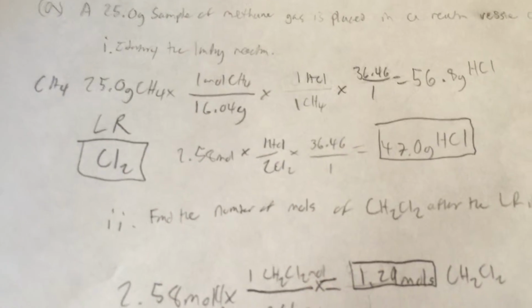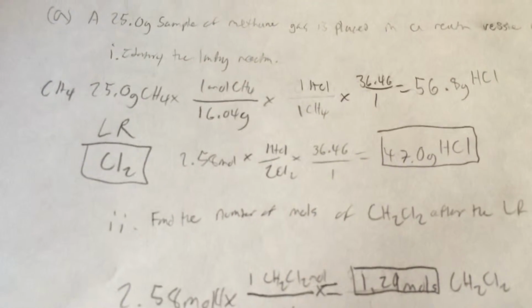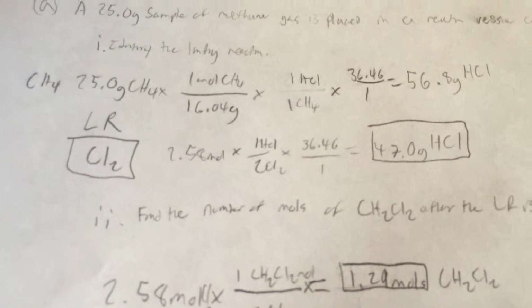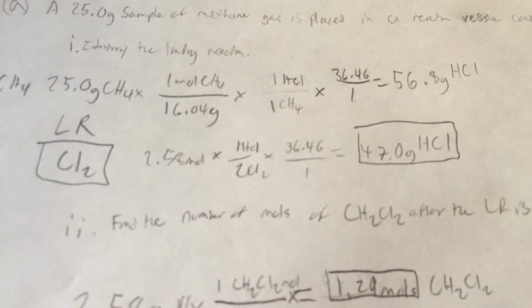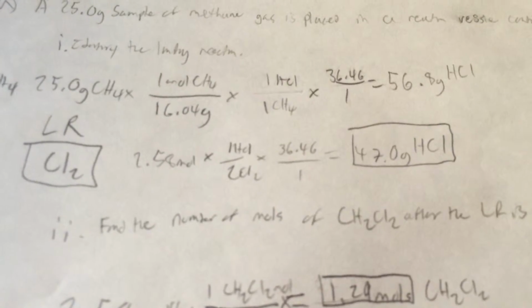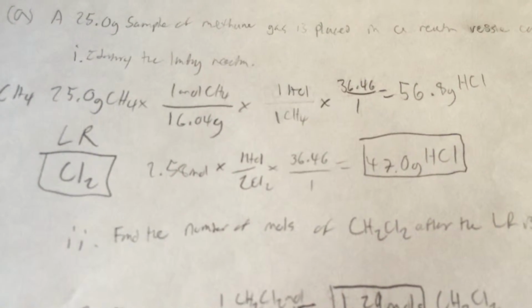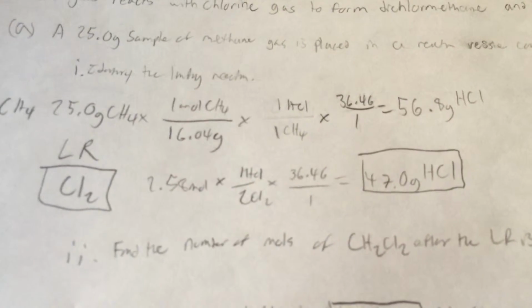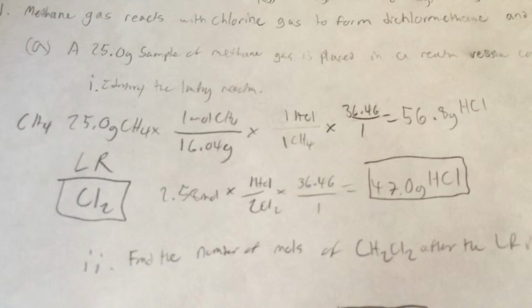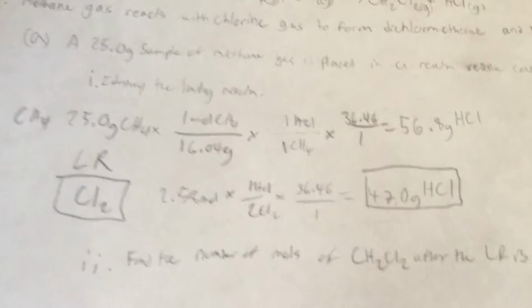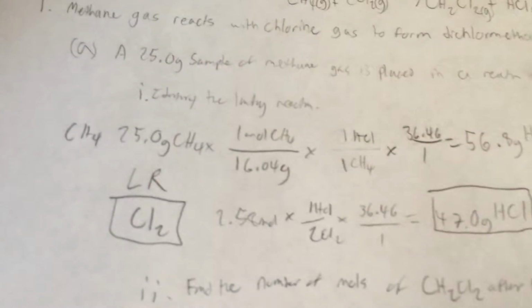So to do this, you start out with the givens, which is 25 grams of CH4. You multiply that by its molar mass, which is 1 mole of CH4 over 16.04 grams, times the molar ratio, which is 1 to 1, times the molar mass of HCl, which I used just to find the reaction there. And you get 56.8 grams of HCl.